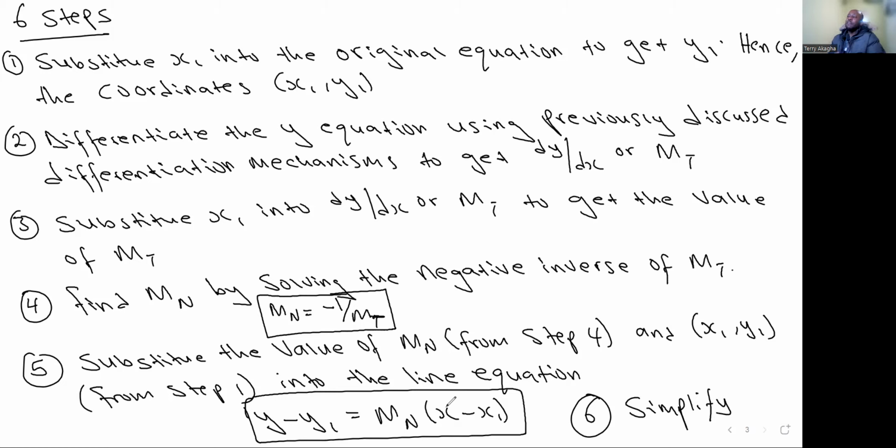You now simplify. So after substituting and differentiating, you substitute to get the value for x1, you get the mt, then you find the negative inverse of mt to get the mn. You put it into the line equation to get y minus y1 equals mn times x minus x1. Then you simplify. All right.